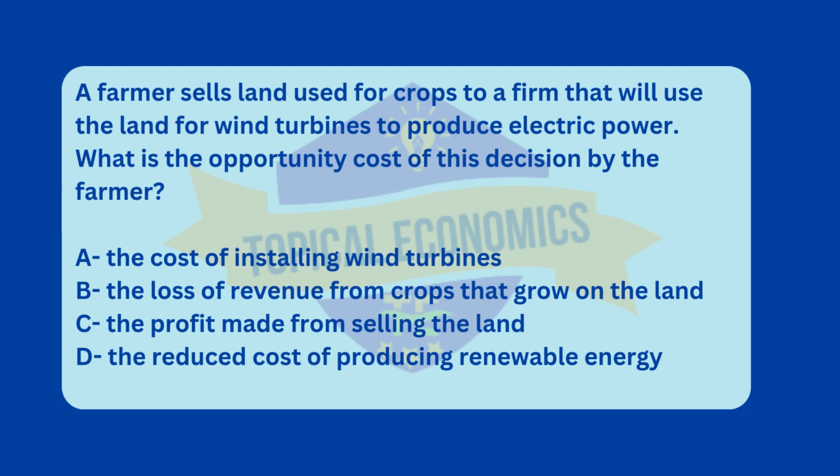Lastly, option D. The reduced cost of producing renewable energy is incorrect, because the reduced cost of producing renewable energy is a benefit for the firm that installs the wind turbines, not for the farmer. The farmer is not directly concerned with the costs of producing renewable energy. Instead, the farmer's opportunity cost is the foregone income from crops.